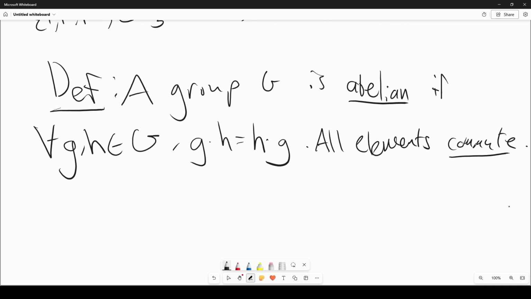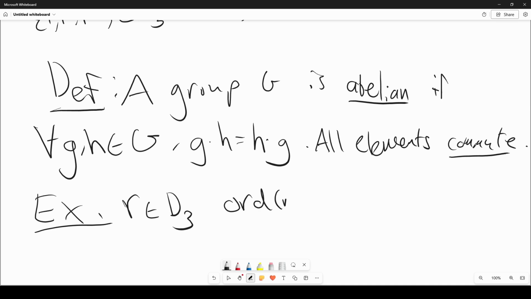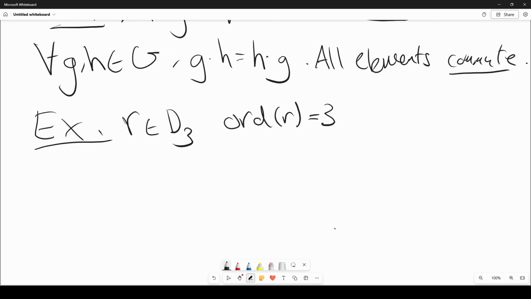Okay, so let's get back to that example I just introduced above here. So note, when we were talking about r in D3, we said that the order of r was 3. Well, I would claim that that actually lets us create a subgroup, H, which is {1, r, r squared}. And note, I can't go further. I can go to r cubed because that's just the same as 1. And r to the 4th is just r, and r to the 5th is r squared.